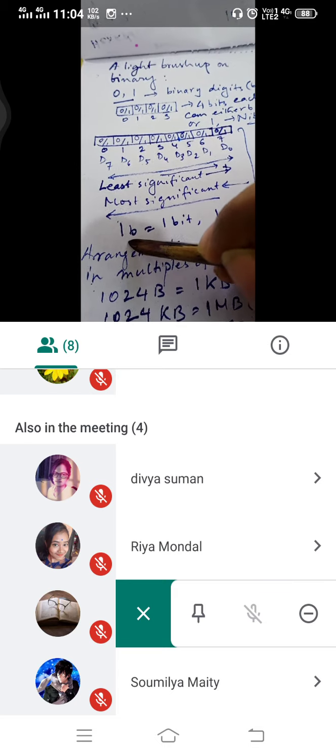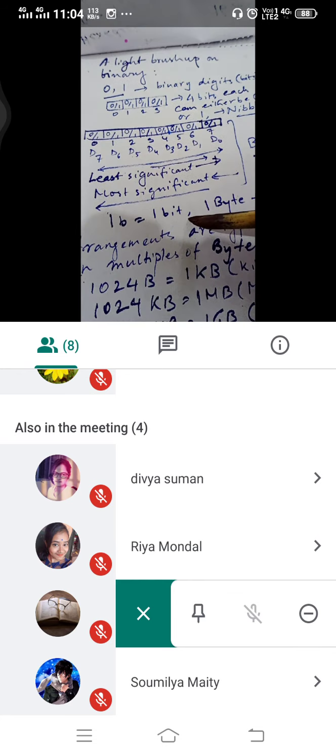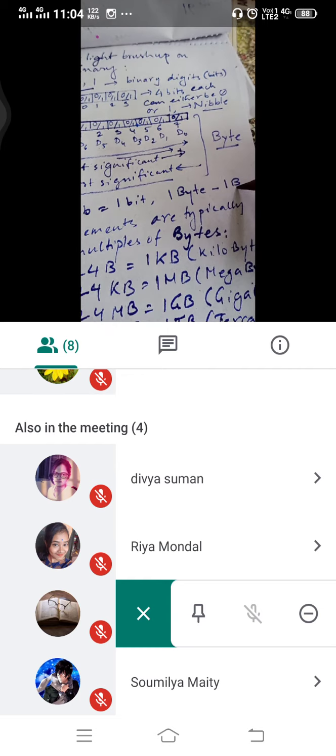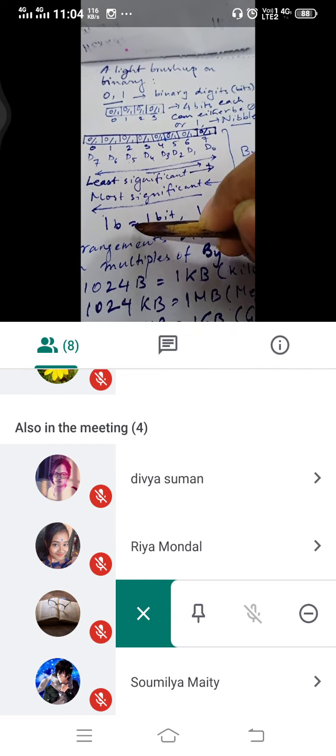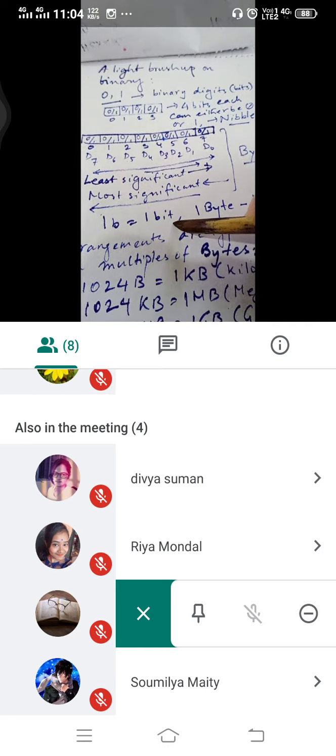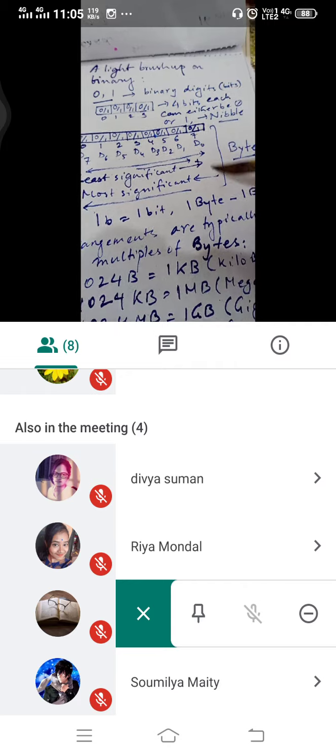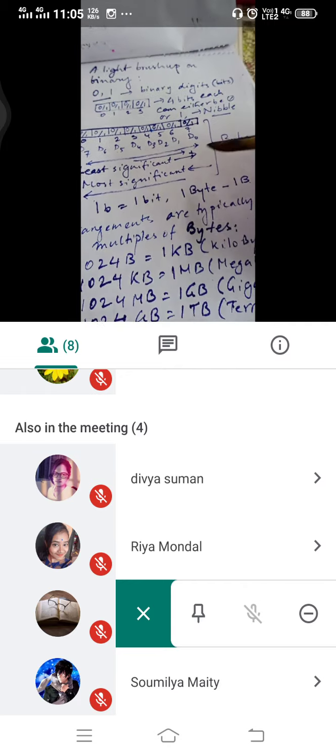Now, one bit is written with a small b, and one byte is written with a capital B. So the difference between a capital B and a small b is that a small b is just a bit and a capital B is a byte. 8 bits together, not separately, form a byte.